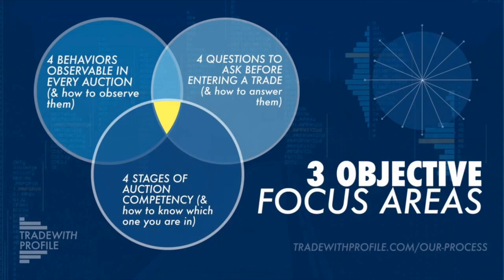And then the 4 stages of auction competency and how to know which one you're in. Stage 1 is unconscious incompetence. It's where everyone starts when they first start trading, because they don't know what they don't know. Then, often after you start trading and find out that things aren't as you thought, you become a conscious incompetent, where you realize, oh my gosh, there's stuff I don't know and I need to learn.